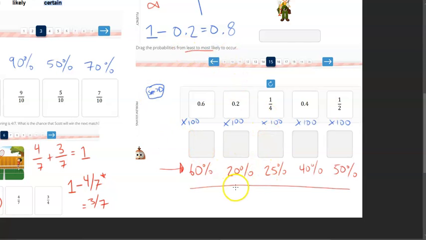So the lowest number is 20%, and you will just go ahead in your program and drag 0.2 to here. Then you will go 25%, which is 1/4, 40%, which is 0.4, 50%, which is half, and then the 0.6, which is the last one.